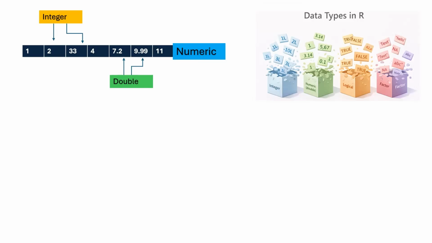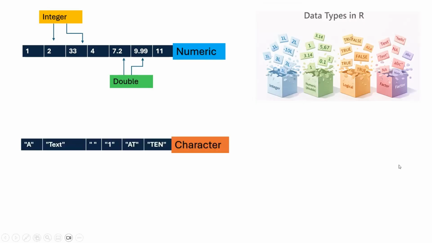And secondly, we have character data. This is, as you can see, the textual data. So all kind of text can be stored as character in R. For example, here you can see a text, no value, 1 add 10. So it is important to enclose the textual data in double quotes to tell R that it is a character data type.